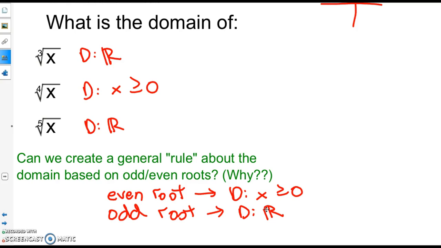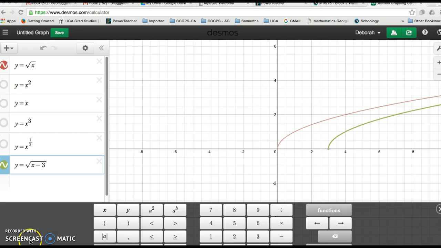Now this is only if we're in sort of the parent function of that root. If we transform a function, it may change the domain. So let's take a look again at Desmos and see how this works. I have two graphs highlighted here. The red one is the parent square root function, y equals the square root of x. The green one is this one down here, the square root of x minus 3. You may notice that the green graph is just shifted right 3 from the original parent function, the red graph.